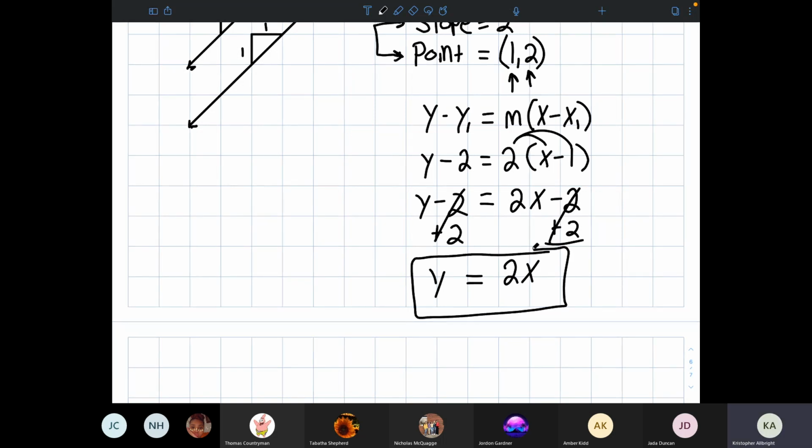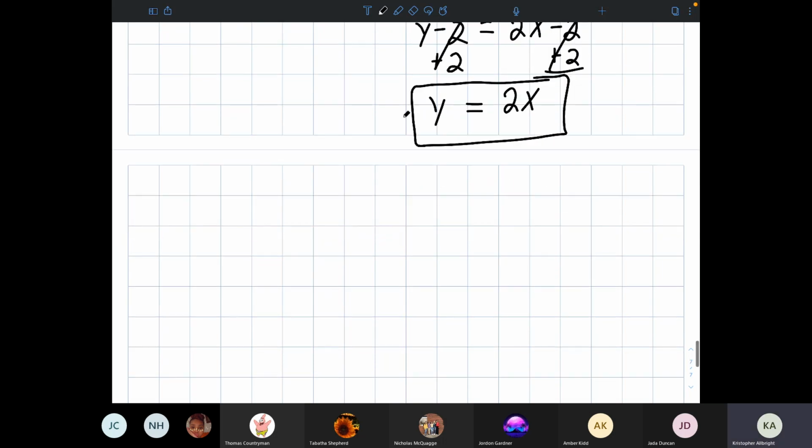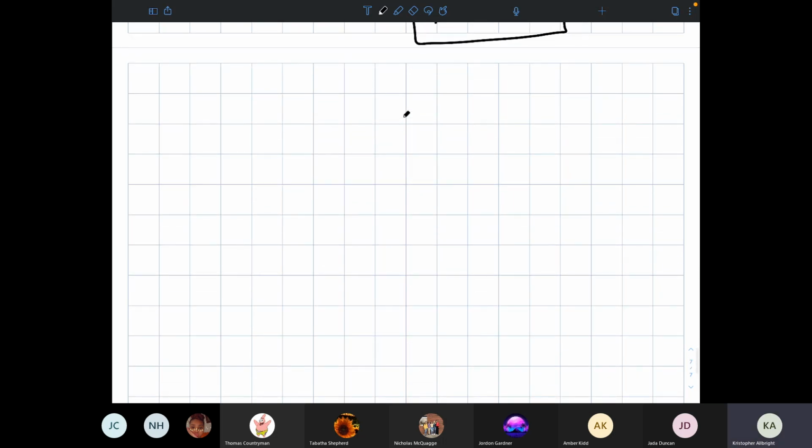Point slope form right here is something that you're going to want to write down. When you have a point and you have a slope, this is what you're going to want to use. It's a good starting place to get you between some information and slope-intercept form or standard form. If it gives you 2 points instead of an equation and a point, it could give you 2, -6, and -2, -4. This is number 4 on your work.